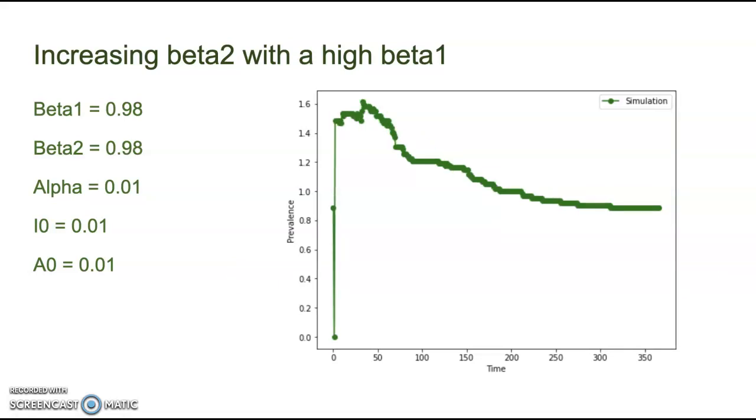But finally, when both transmission rates are extremely high at 0.98, basically as high as you can get, we see the highest prevalence of infection yet. And the trend is we're still seeing that similar downward trend over time, which I find extremely interesting.